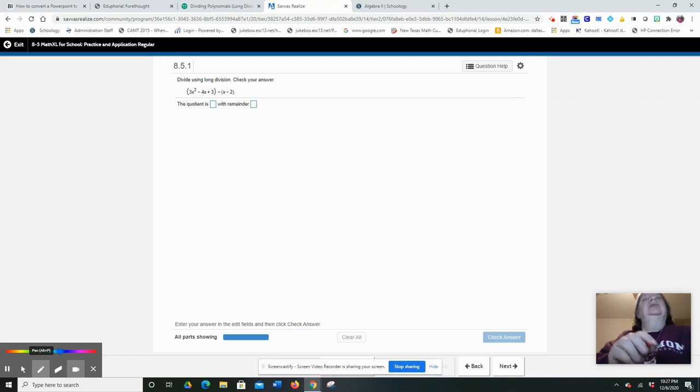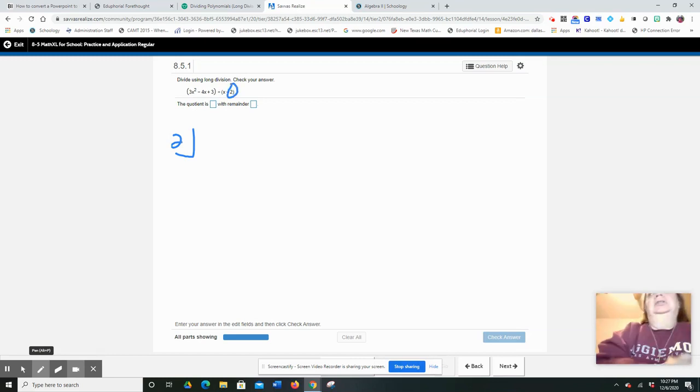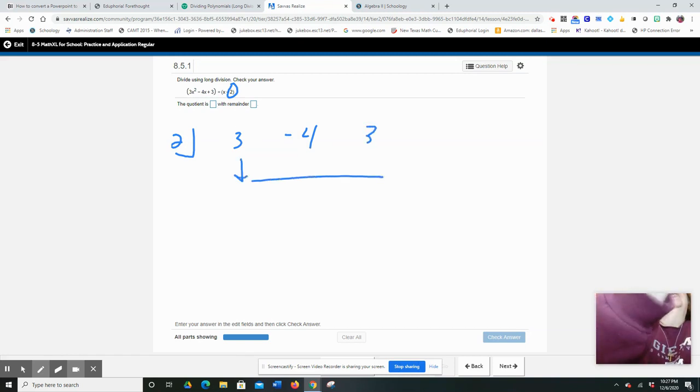So this is divide using long division. We're going to use synthetic division instead. Remember, we put a 2 in the box. Take this number, change the sign. And then write down your coefficients. We're not missing any exponents, so we have 3, -4, and 3. Bring down the first one. Okay. Then multiply the number in the box times the number on the bottom row. 2 times 3 is 6.